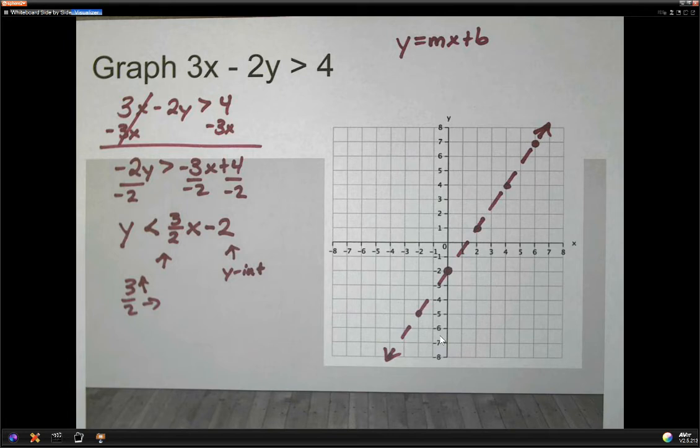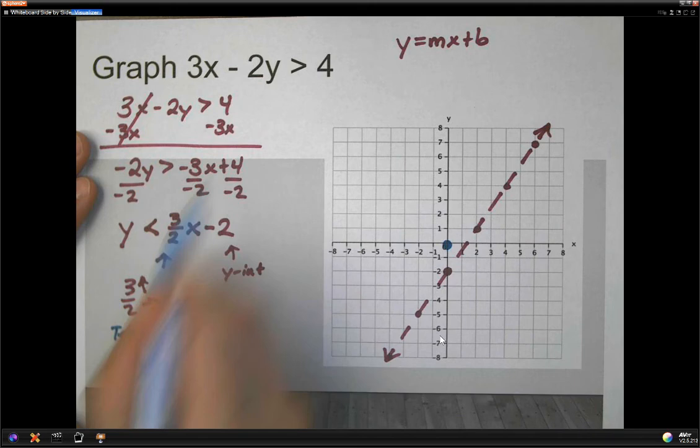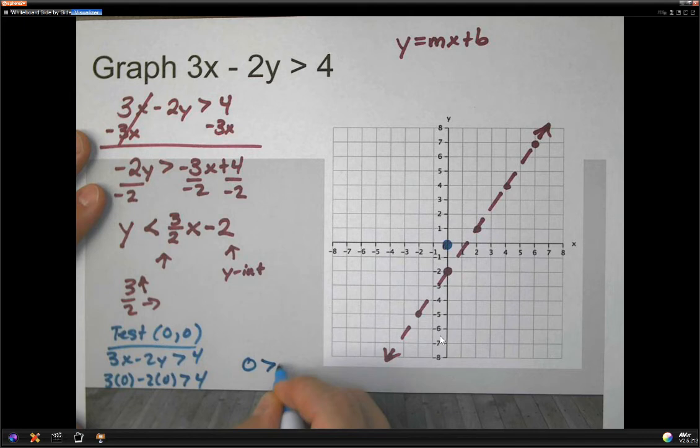So I'm going to test again, 0, 0. It's an easy one. It's not on the graph, or it's not on the line. So I plug in, and you can plug into either one. So I'm going to plug into our original. I'm going to take 3x minus 2y is greater than 4, and I'm going to plug in 0 for x and for y. Well, what's nice here is 3 times 0 is 0, 2 times 0 is 0. So basically, this whole side becomes 0, and I get 0 is greater than 4. This is false. So that means this is not the correct side.